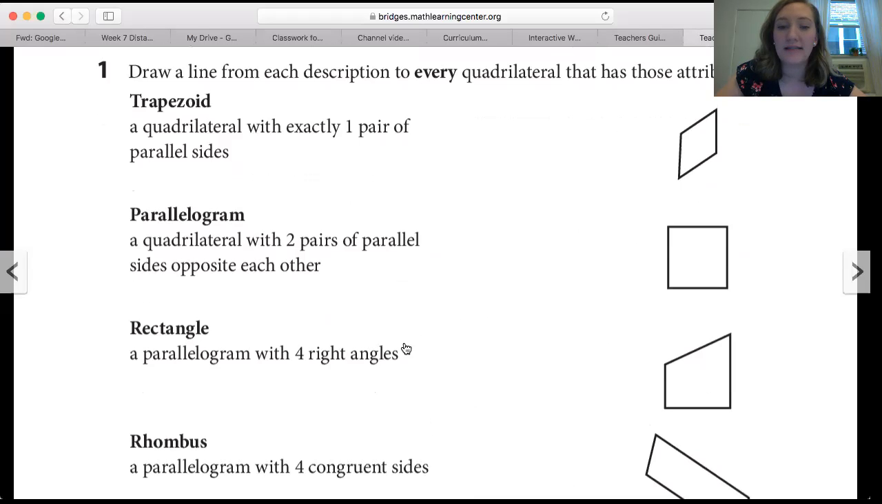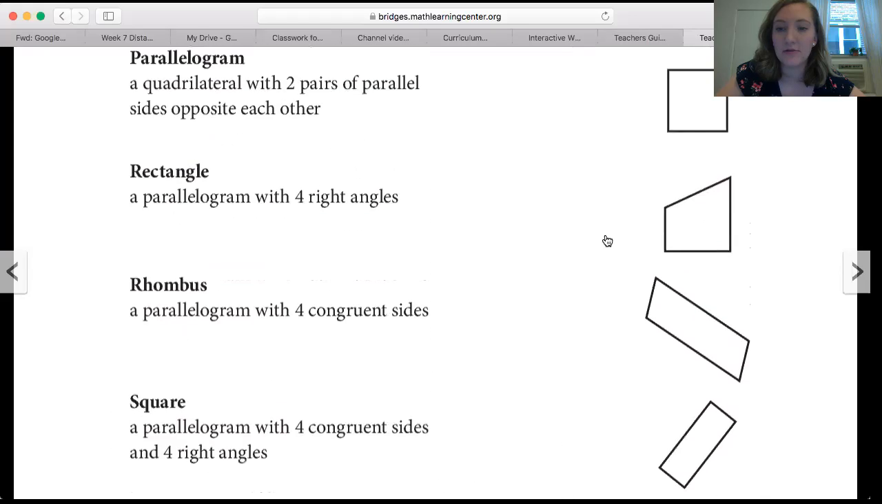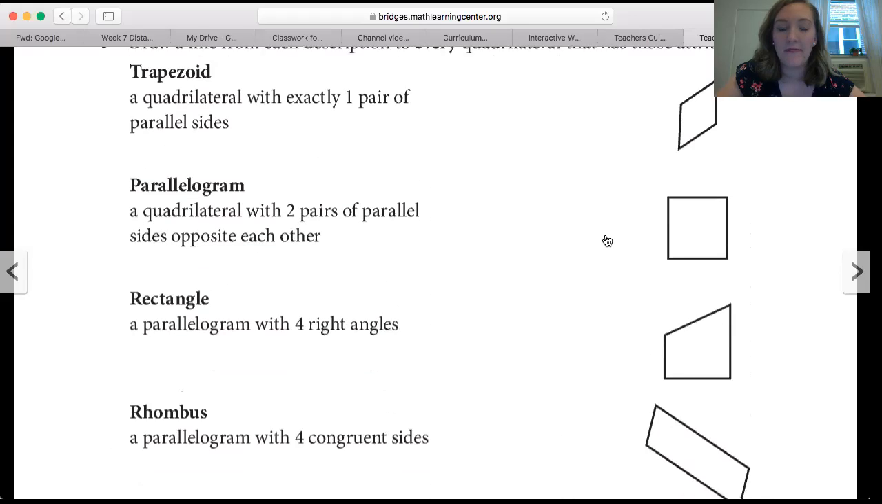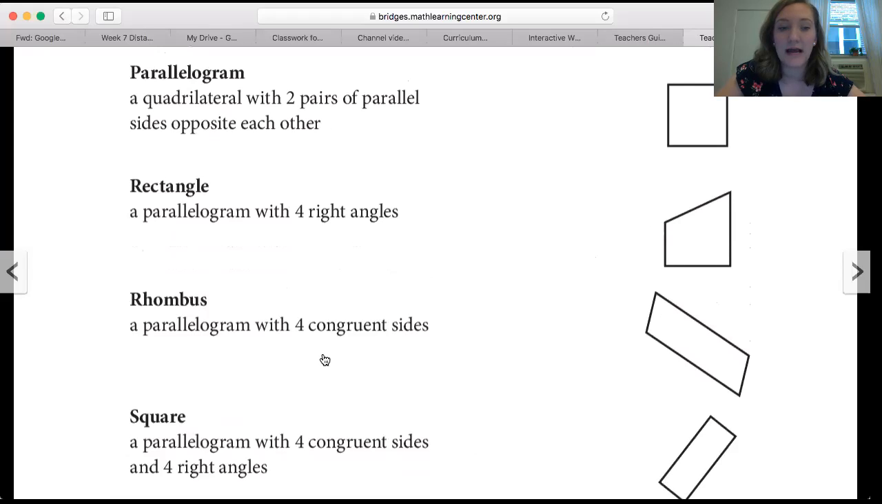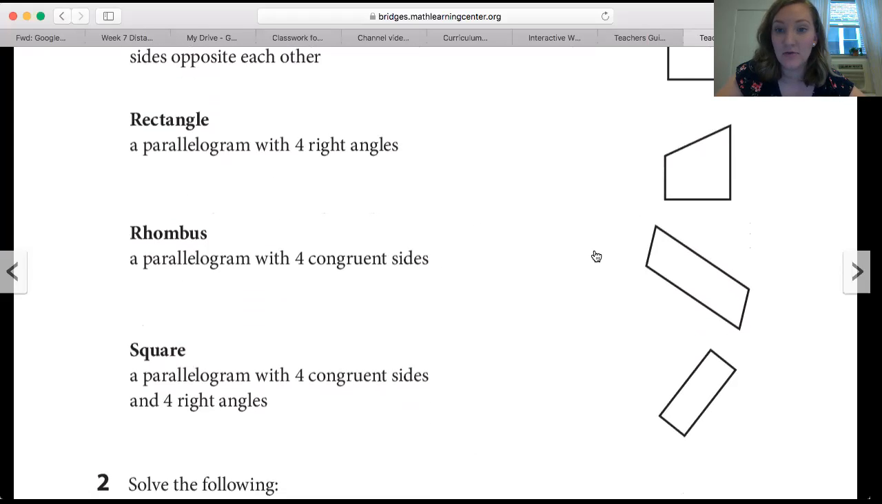Which of these is a rectangle? Parallelogram with 4 right angles. Which of these parallelograms have 4 right angles? Okay, you can pause the video if you need more time. You're going to draw a line from a rhombus, a parallelogram with 4 congruent sides. That means any shape where the sides are all exactly the same length. You can draw lines there.